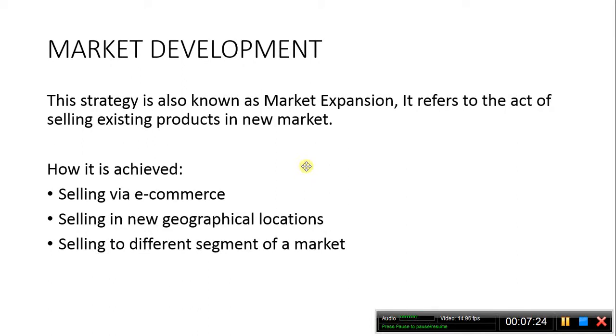Selling to different segments of the market. I.e., let's look at Marks and Spencer. Previously, their product line was meant for older people, but now they've included a product line for the young market. Fashion, you have fashion for adults and then fashion for the teenage or young market. So they are selling to a different segment of the market that they were not servicing before.